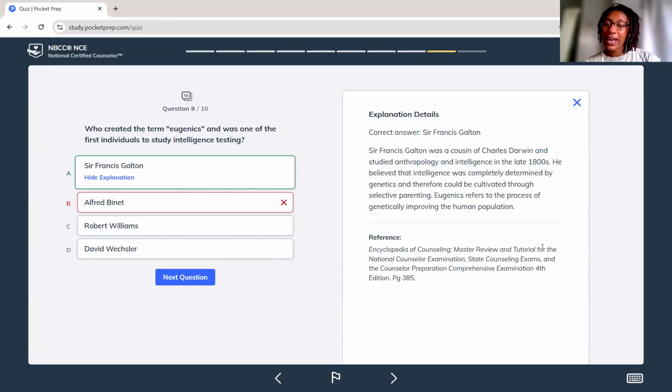Sir Francis Galton was a cousin of Charles Darwin and studied anthropology and intelligence in the late 1800s. So there's a double hint there, right? We're not just looking for someone who studied intelligence testing, we're also looking for the term eugenics. If you don't know that term, look it up. He believed that intelligence was completely determined by genetics and therefore could be cultivated through selective parenting. Eugenics refers to the process of genetically improving the human population. Everyone got that? Pause here if you don't.